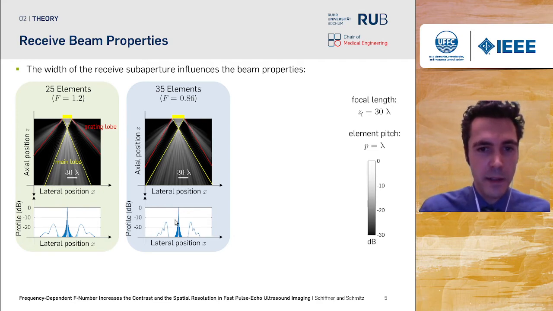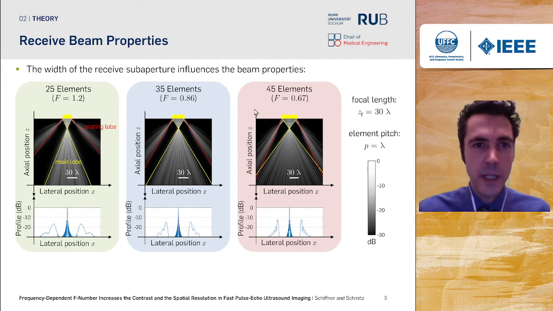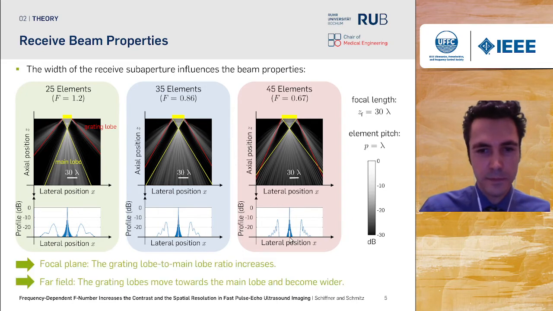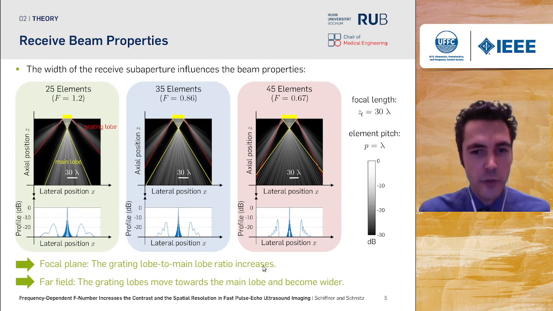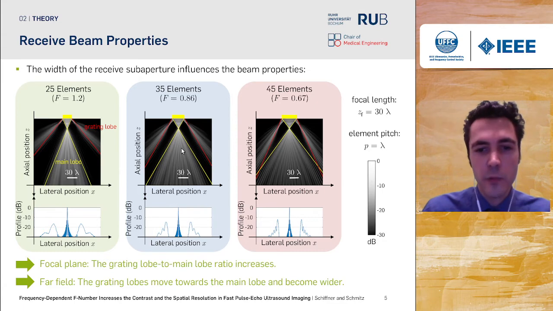In the focal plane, the main lobe becomes narrower and the grating lobes increase in amplitude. A further increase in the width of the receive subaperture then causes an overlap of the main lobe and the grating lobe. In the focal plane, again, the grating lobes increase in amplitude and the main lobe becomes smaller. The grating lobe to main lobe ratio thus increases in the focal plane. In the far field, the grating lobes move towards the main lobe and become wider.